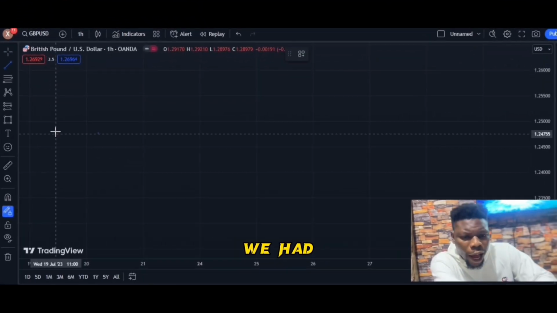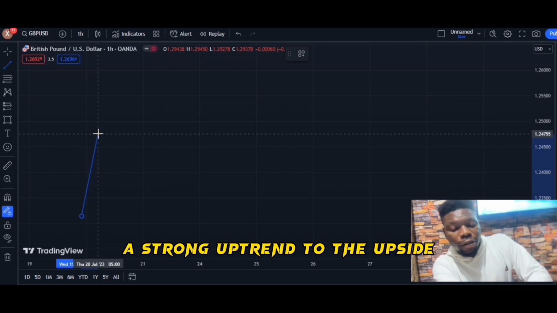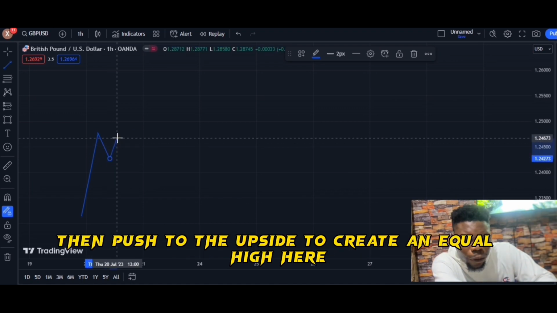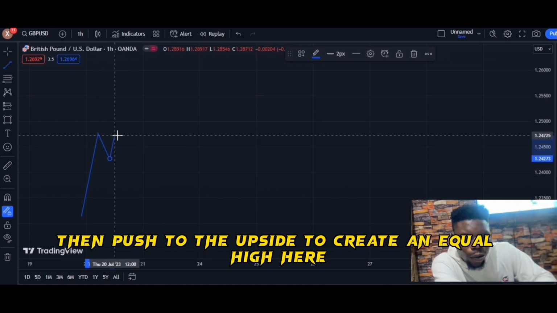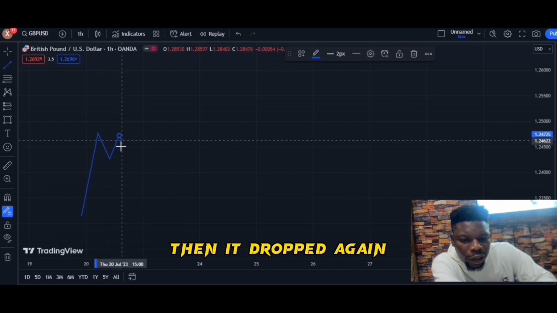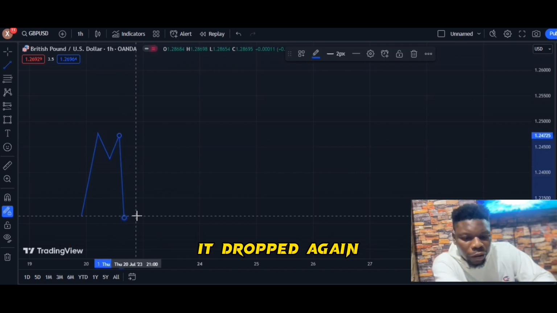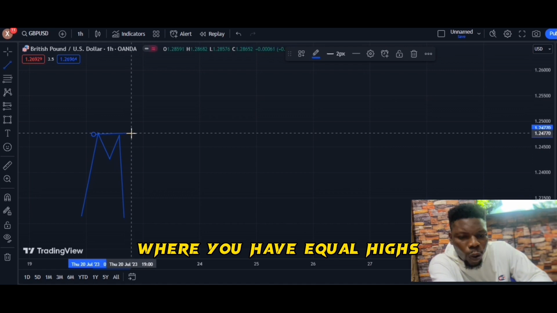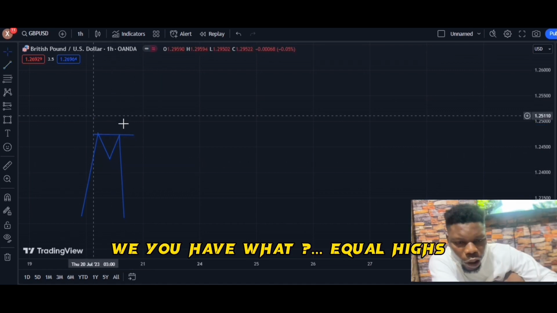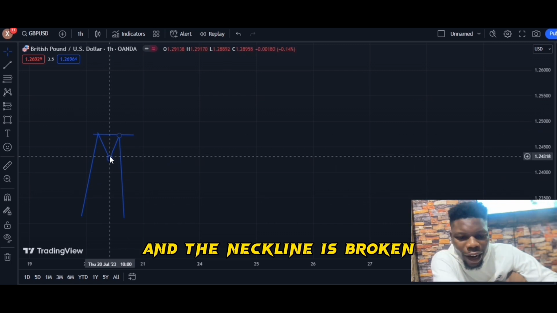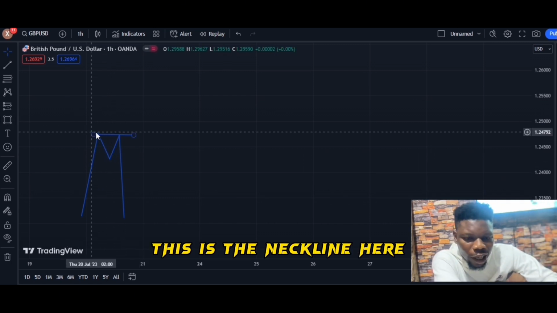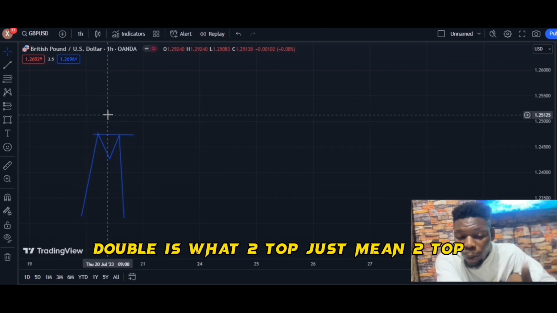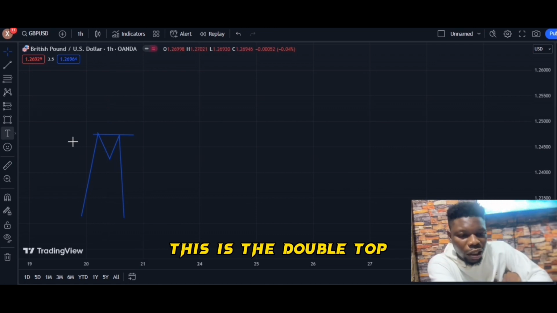Let's say we had a strong uptrend to the upside, then the market dropped, then it rejected here, then pushed to the upside to create an equal high here, then it dropped again. This is what's called a double top, where you have equal highs and the neckline is broken. This is the neckline here. This is the first high, this is the other high. That's why it's called double top. Double means two, top just means top. This is the double top.